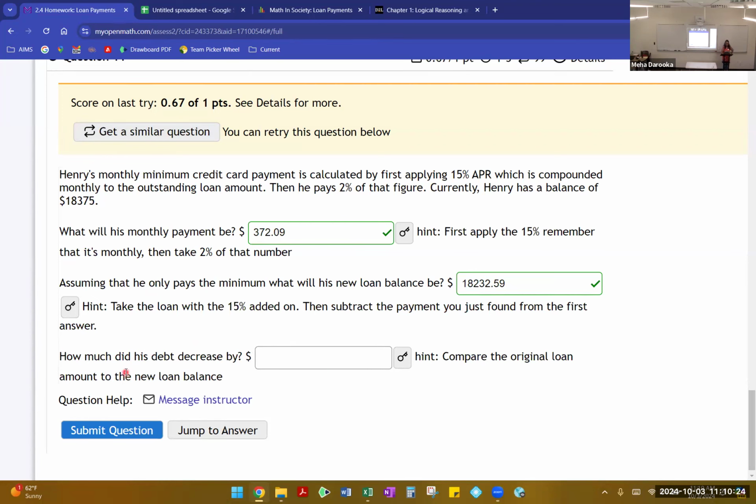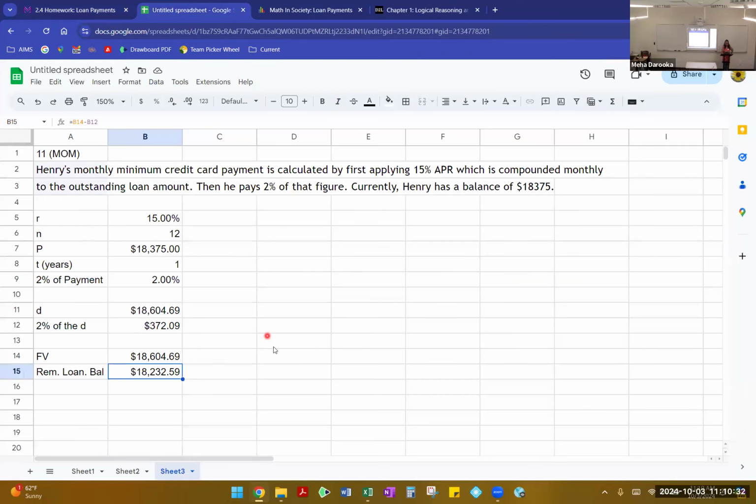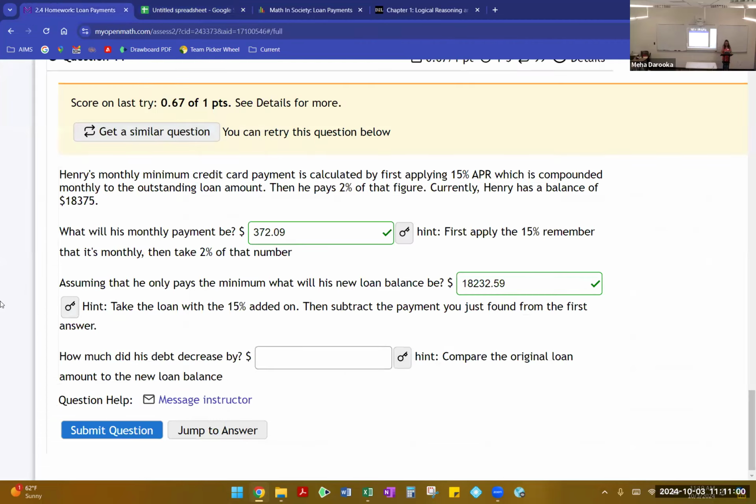Oh, okay, so the last question is how much did his debt decrease by? And that's taking the original loan with the new balance, right? So that's going to be, what do they call it? Debt decrease. Okay, so original subtracted from the new loan value. So 18,604.69 minus the 18,375. Remember, part of that 372 went towards the interest, right? So your principal at this point only went down by 229.69.